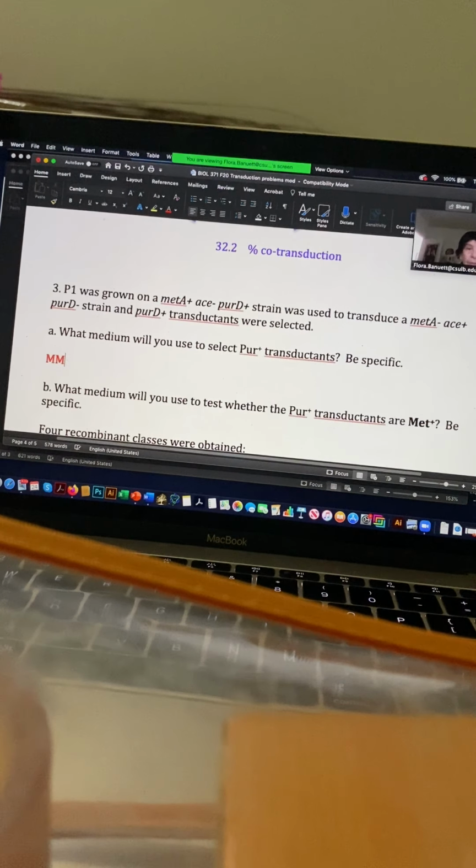You will use minimal medium with glucose because we don't have any other sugars here. These are methionine, purine, acetate. You are selecting for pure, so they all should grow on that. And because it's methionine, plus methionine plus acetate. No purine, you are selecting purine. Why do you want purine if all of them are going to be pure plus?